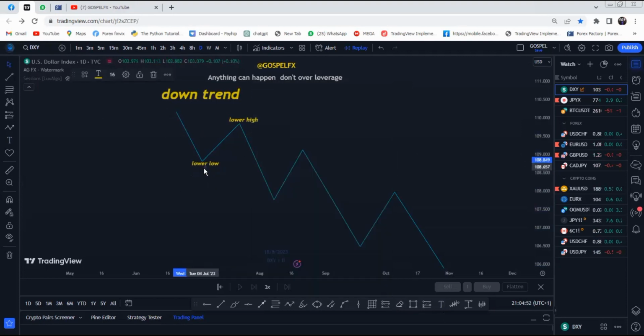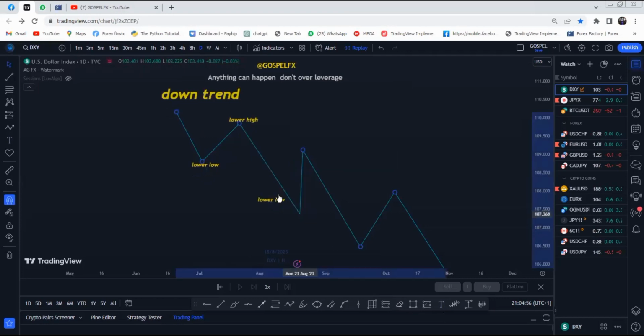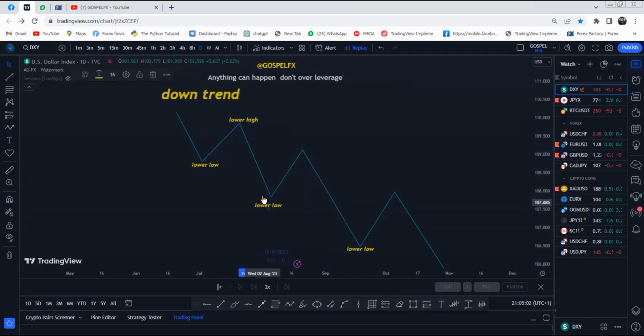Okay. Now, this is a lower low, and then this is a lower low. This is another lower low. And then we have this, which is a lower high. You need to understand these things. You don't have to cram them. You just need to understand how they are formed.